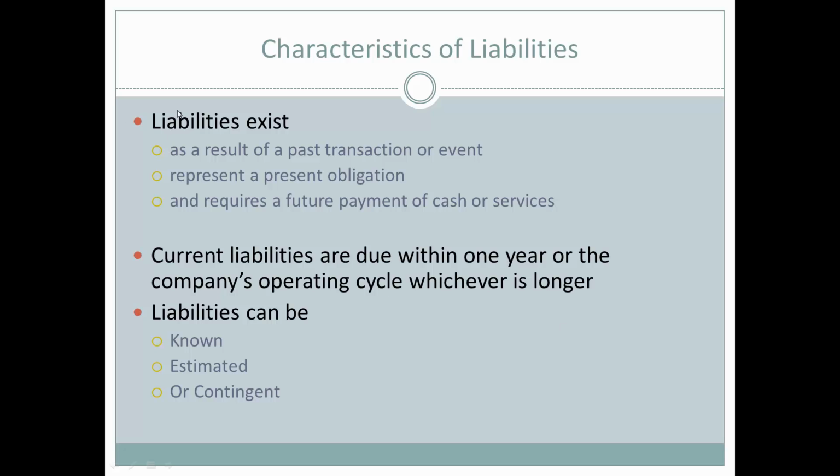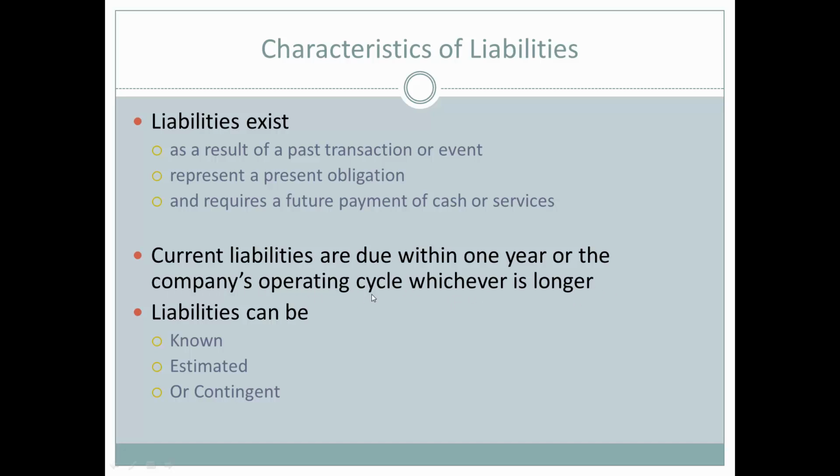Characteristics of a liability. A liability will exist as a result of a transaction or event, which represents a present obligation that came into being as a result of the past transaction or event, and it will require a future payment of cash and sometimes services. Especially when we're talking about unearned revenues, we'll sometimes have to provide services in relationship to the cash that we received. Current liabilities are due within 1 year or the company's operating cycle, whichever is longer.